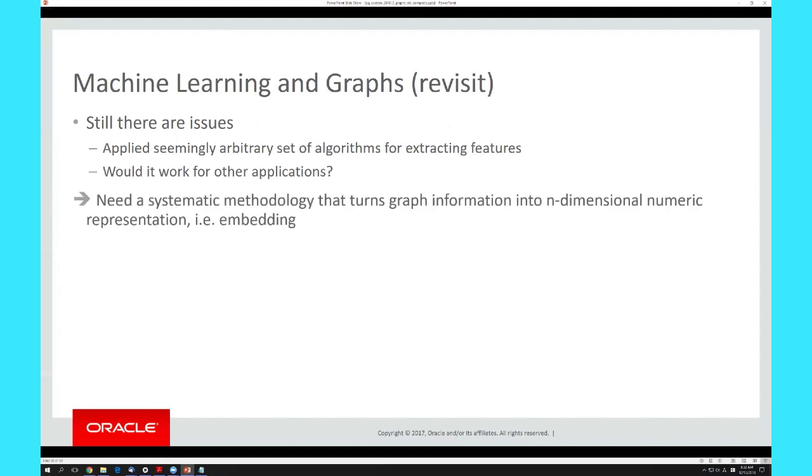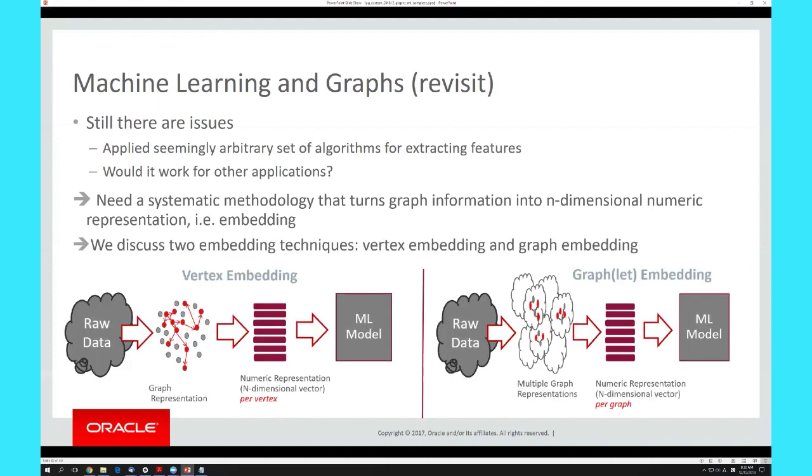In other words, we need a more systematic methodology that turns graph information into an n-dimensional numeric representation, or embedding, so that it can be fed into the machine learning model while keeping the information in the graph as much as possible in the other representation. For the remaining 15 minutes, I'm going to talk about two embedding techniques. One is called vertex embedding, the other is called graph embedding. Let's go with vertex embedding first.